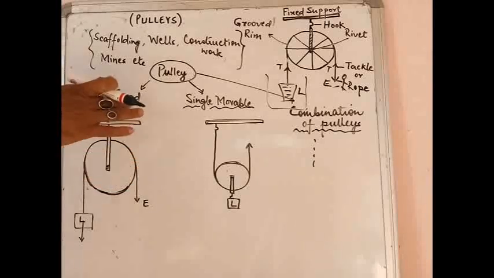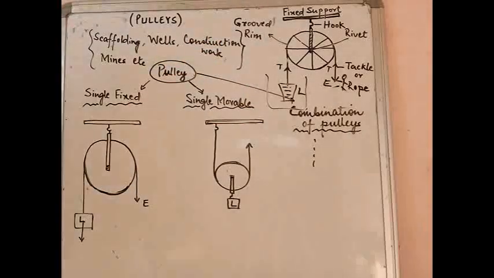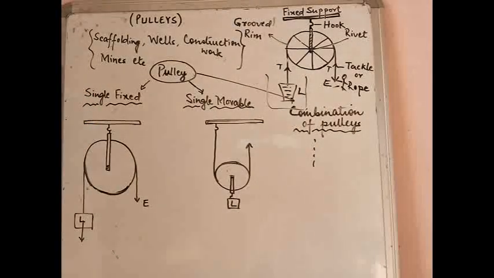First let us understand what a single fixed pulley is and what a single movable pulley is, and how we compare them. As the name suggests, in a single fixed pulley the pulley itself will be fixed. The pulley will not be moving up or down. It will only rotate about its fixed axis or a fixed point that you have.